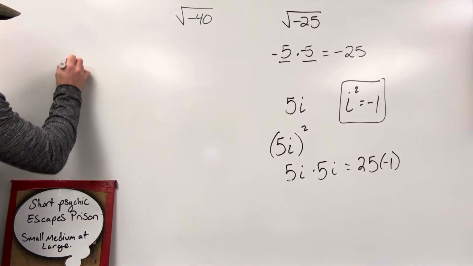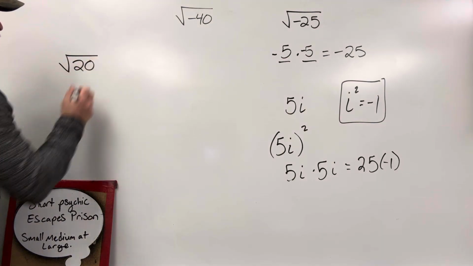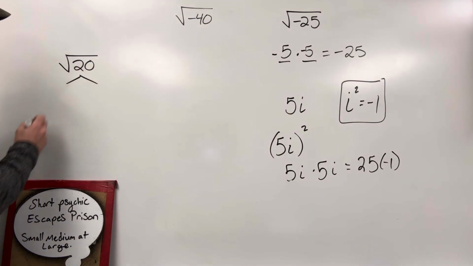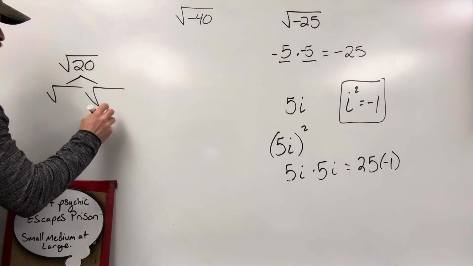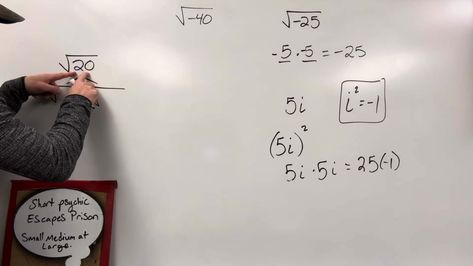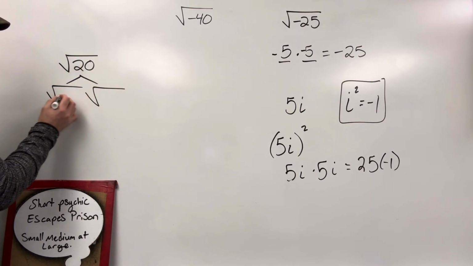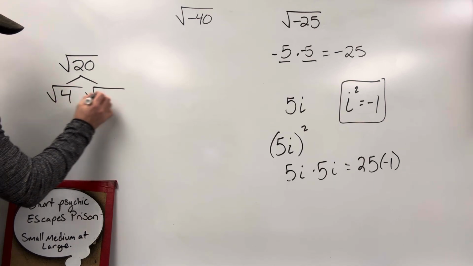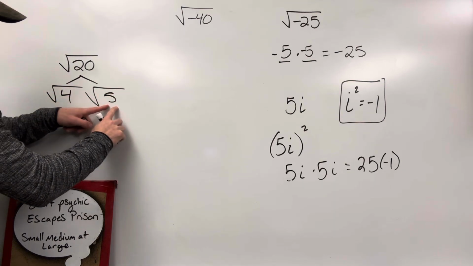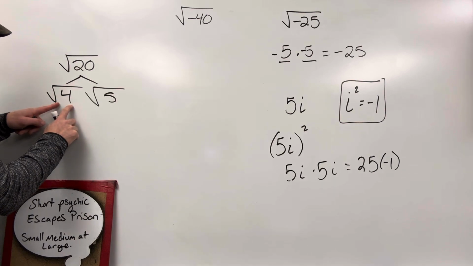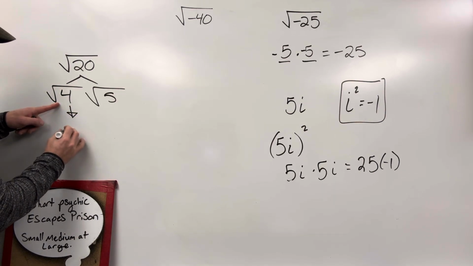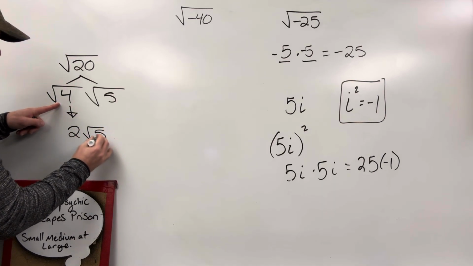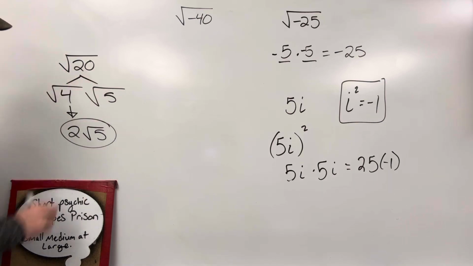Well, how would you simplify a non-perfect square like 20? We just split it up into two square roots. We'd say, what are two values that multiply together to make 20? One of them is going to have to be a perfect square. So let's use 4 and 5. Because 4 times 5 makes 20, but the square root of 4, that's just 2. So we end up with 2 root 5, and we've simplified this radical.